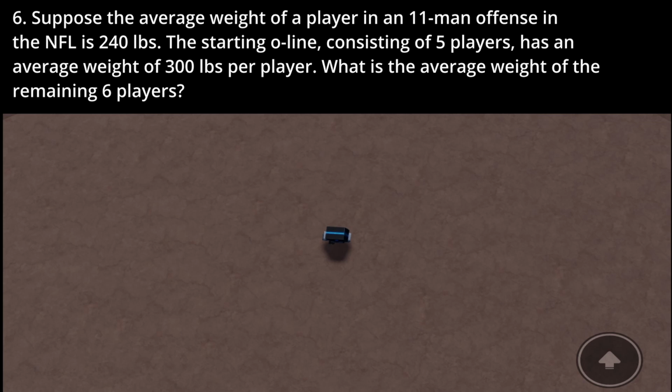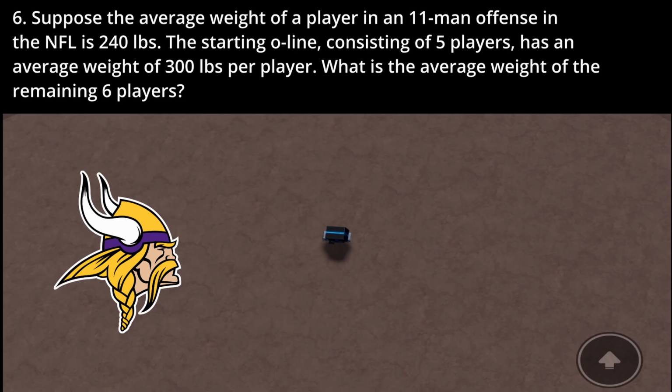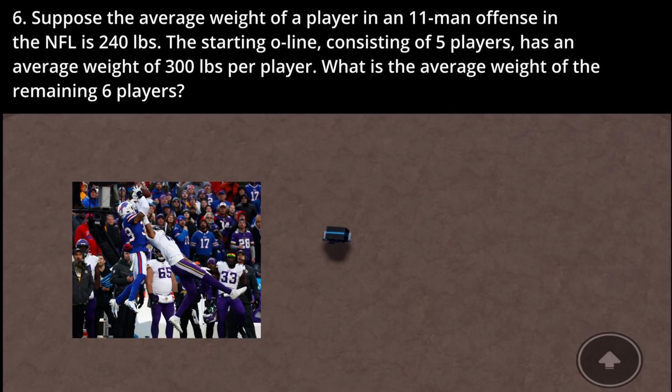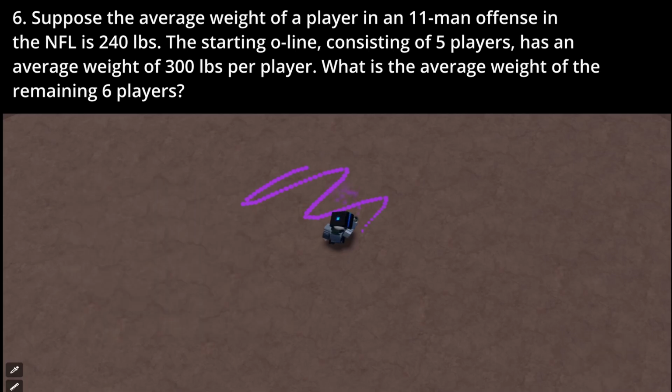Before we do this problem below, why don't you comment who your favorite team and favorite NFL player is? For me, I'm a Minnesota Vikings fan, and my favorite player is Justin Jefferson. So because of that, I'm going to do this problem in purple color. So now back to the problem.